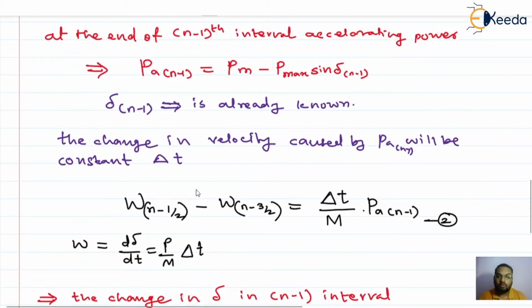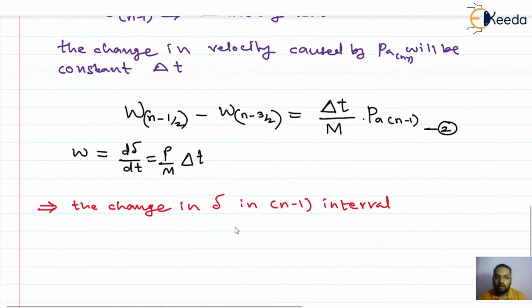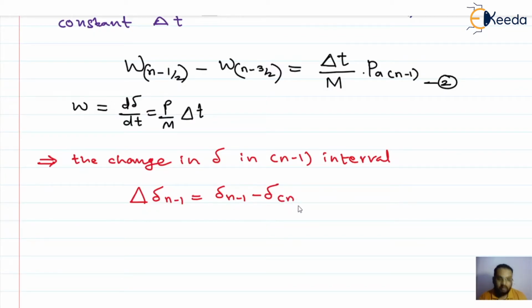Now we will refer to the graph again. Here in this n minus 1th interval, the change in rotor angle is this one, that is del of delta n minus 1. We can calculate this as the difference of these two. So the change in rotor angle in the n minus 1th interval is the rotor angle at this interval minus the rotor angle at this interval.